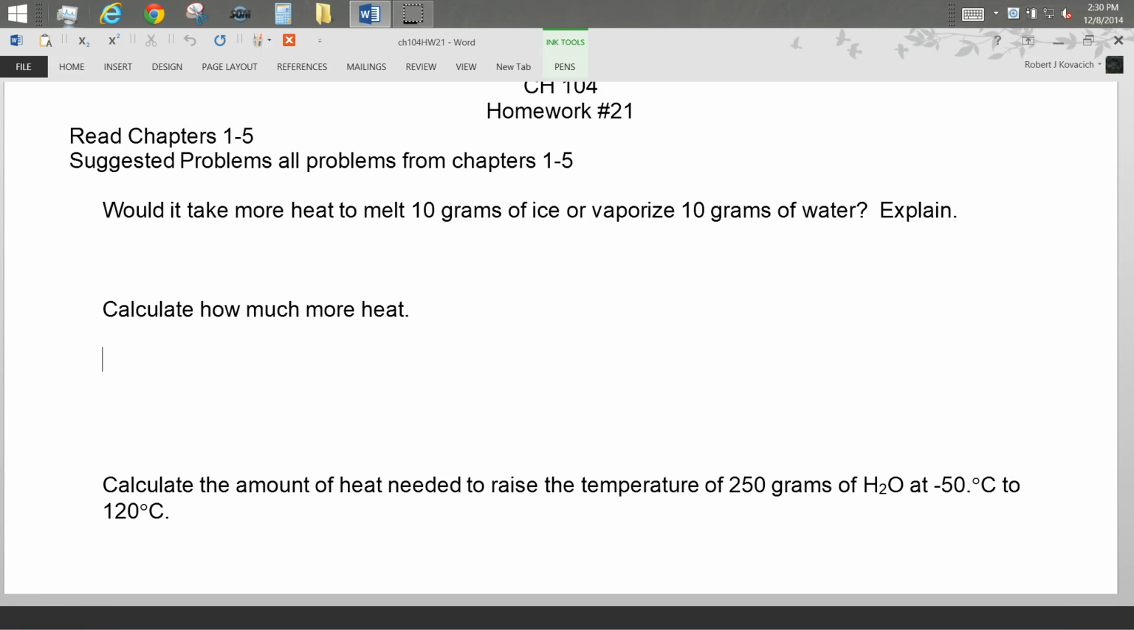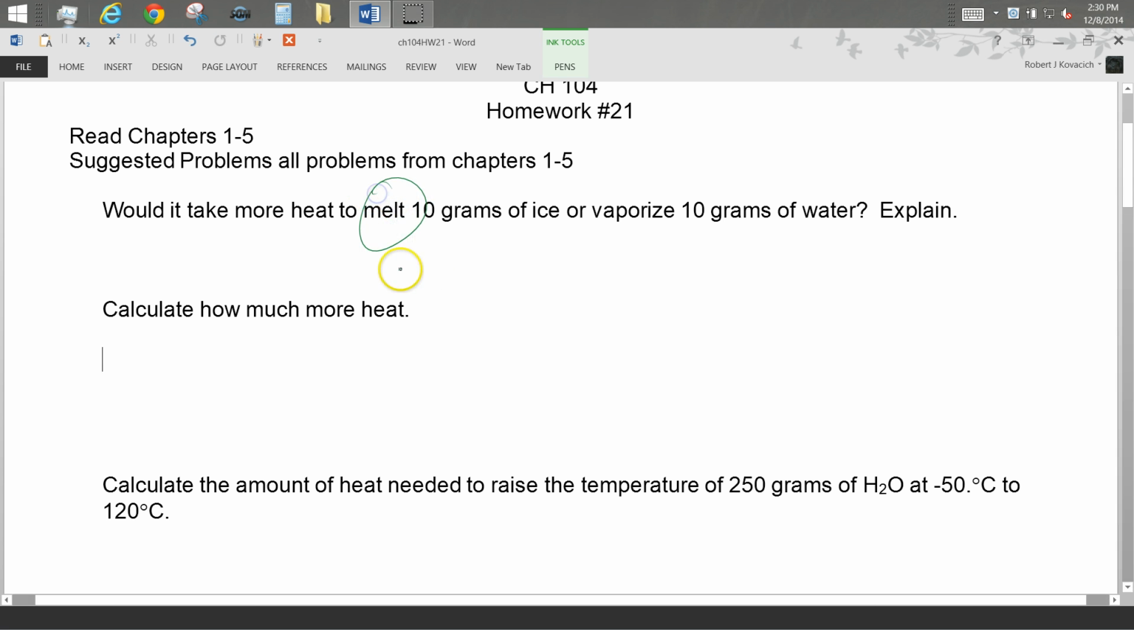All right, let's go over this homework. So can you answer the question first off just by knowing what you know? Just from everyday life, which one of these is going to take more energy? Vaporizing. Definitely, it takes a lot more energy to boil water than it is to just melt an ice cube. Okay, so we just know that, but can you calculate that out? How do you know what the actual difference is?